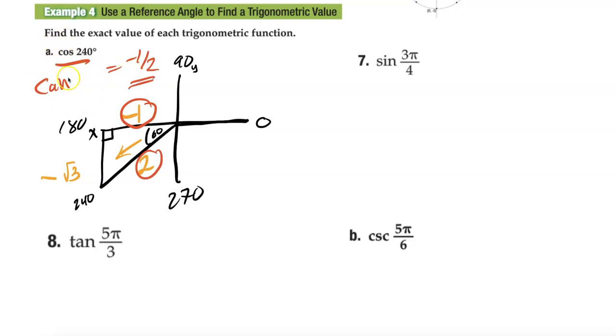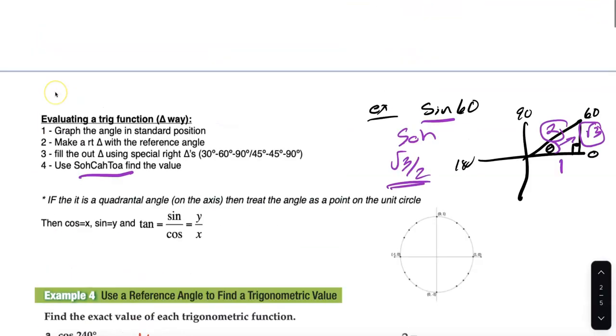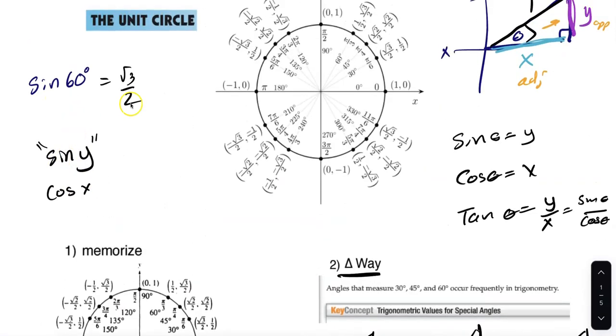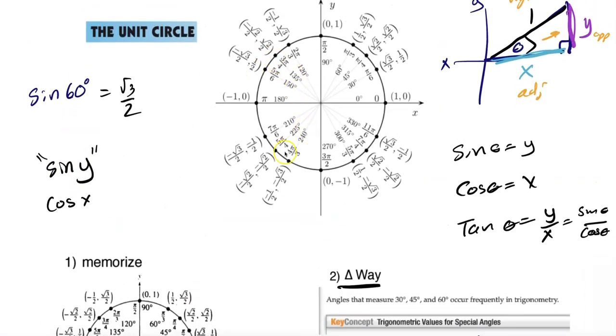Now just to double check, let's see if that matches our unit circle. Remember, cosine is the x value. So we go to 240, and you find the x value, negative 1/2.